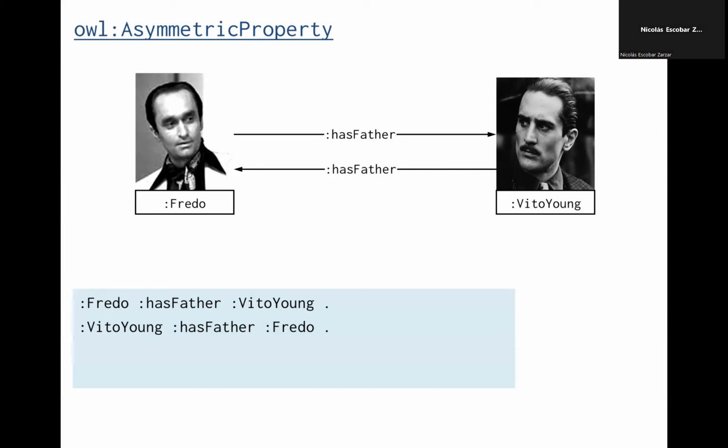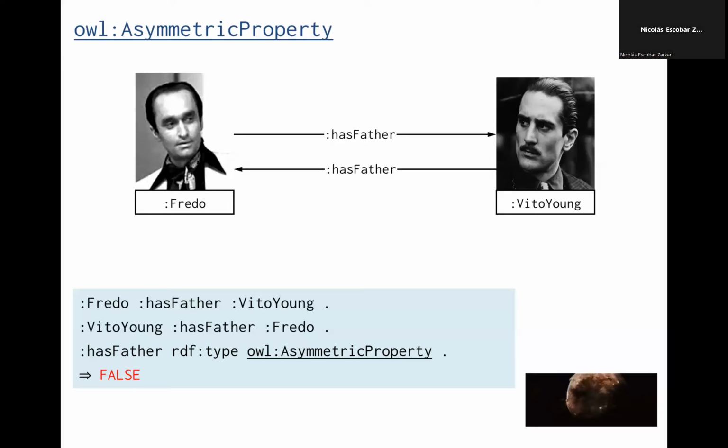So what we can state in this case is that has father is an asymmetric property, which means that we can't have this particular case here. If A has father B, and has father is an asymmetric property, it means that B does not have father A. So in this case, we get an inconsistency. These things together form a contradiction.